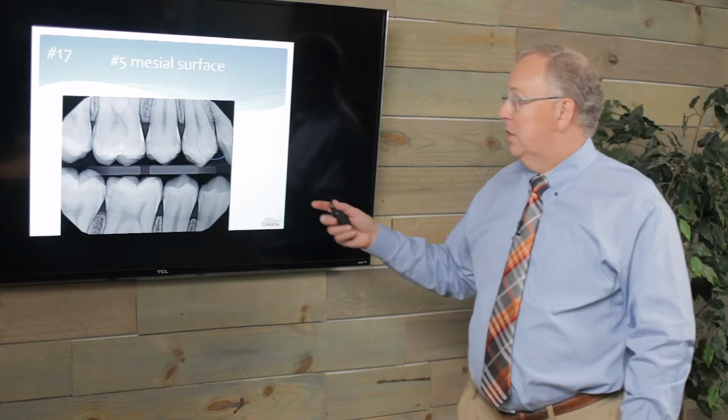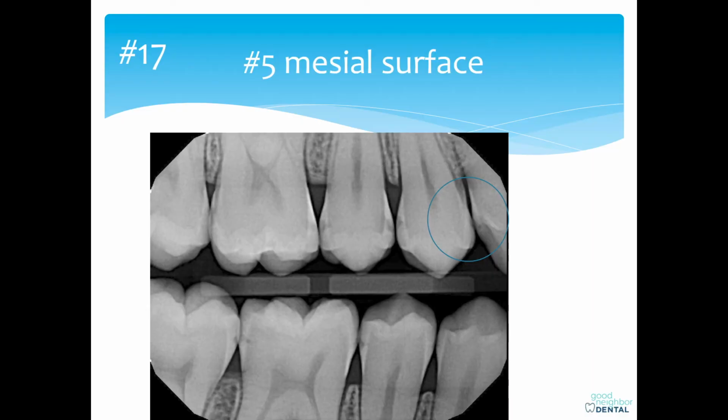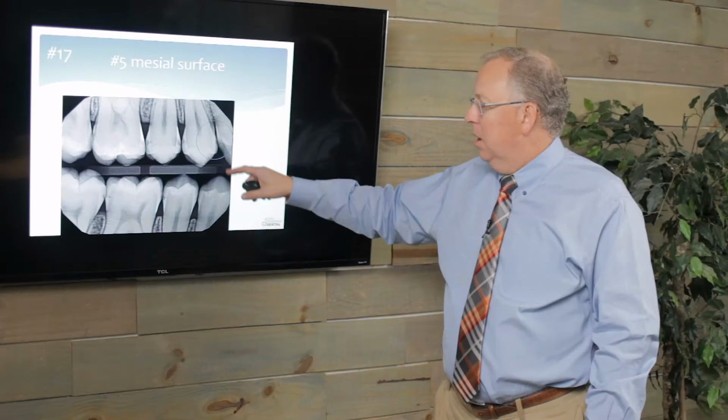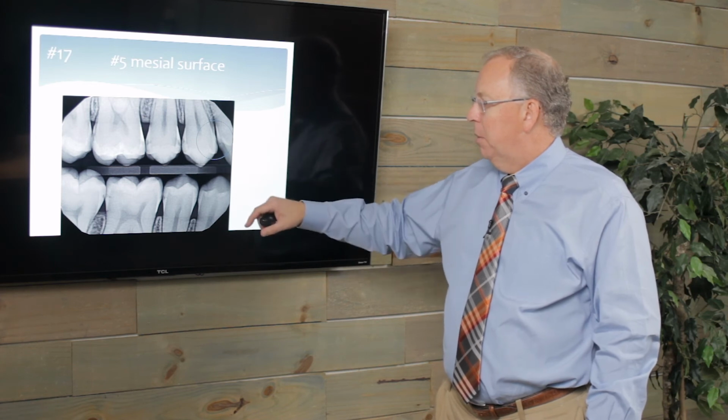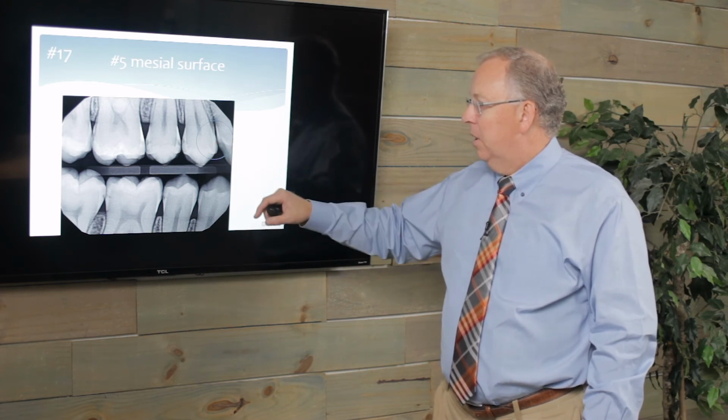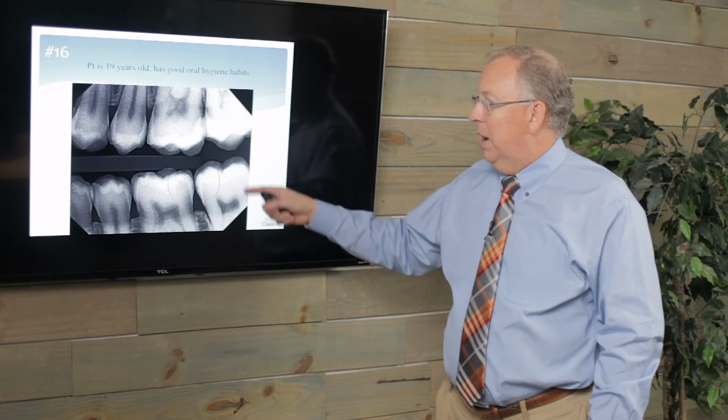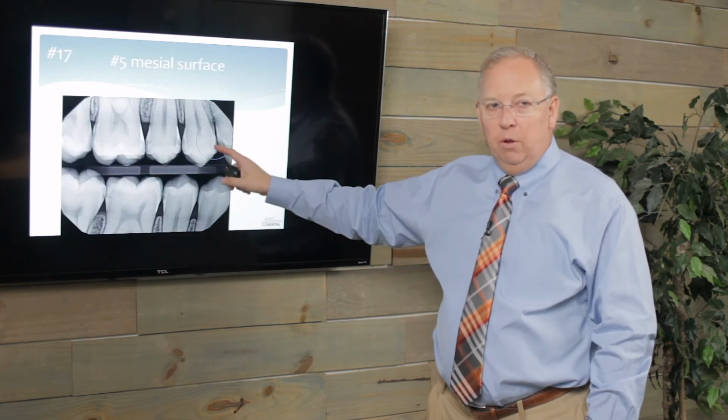What about this? Another case of that. Number 5, mesial surface. Incipient at best. I mean, there's barely anything there. There's a little cavitation, barely there, maybe a little something going up on number 6 distal, but I'm looking at 5. In that kid's mouth, I would have gone ahead and treated that with fluoride too.